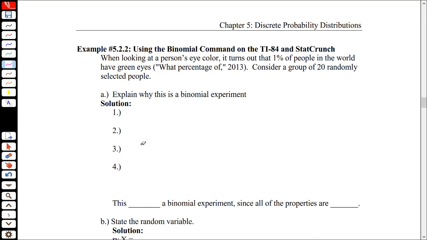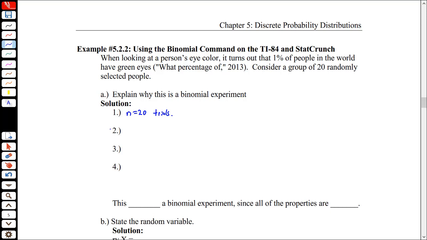So when looking at a person's eye color, it turns out that 1% of people in the world have green eyes. So let's consider a group of 20 randomly selected people. Okay, first, explain why this is a binomial. Remember, we want to go through our 4 criteria. Okay. So first, we have n equals 20 trials. That's a fixed number of trials.